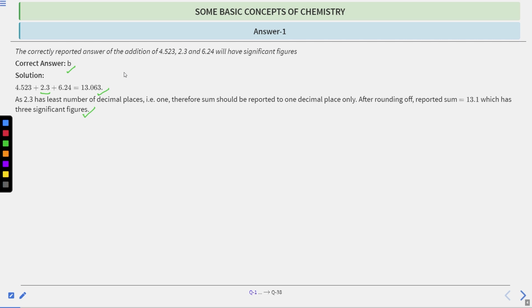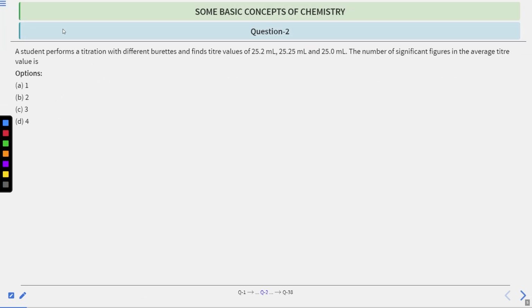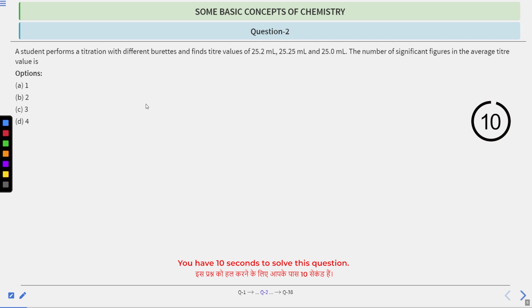Okay, moving to our next question. A student performs a titration with different burettes and finds titer values of 25.2 ml, 25.25 ml, and 25.0 ml. The number of significant figures in the average titer value is. The options are 1, 2, 3, or 4. So you have 10 seconds to evaluate by yourself and then we will solve this question.